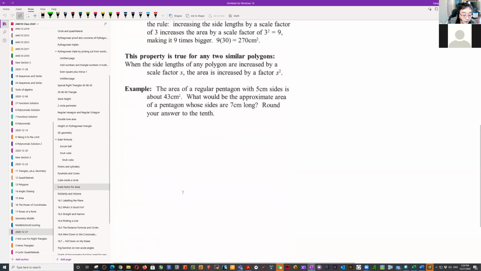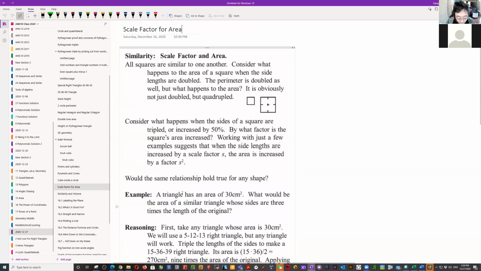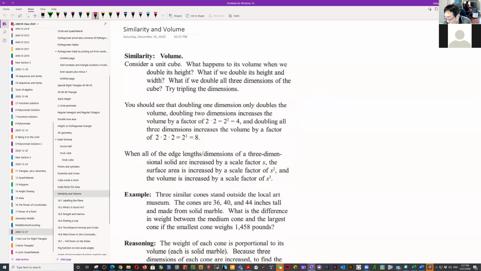Then we have the scaling factor for the area. Just remember the scaling: if it is a 2D shape and you double the edge length, you end up with 4 times the area. Because if you double it on both sides, it's 2 multiplied by 2 equals 4. Then for similarity and volume, you're just adding one more dimension, so it's going to be 8.